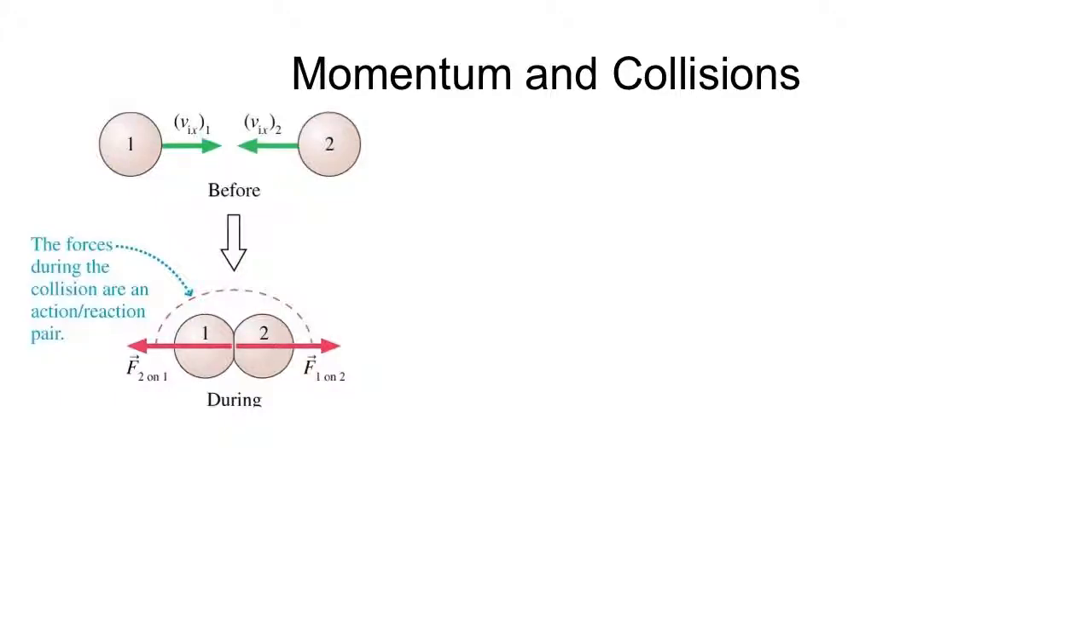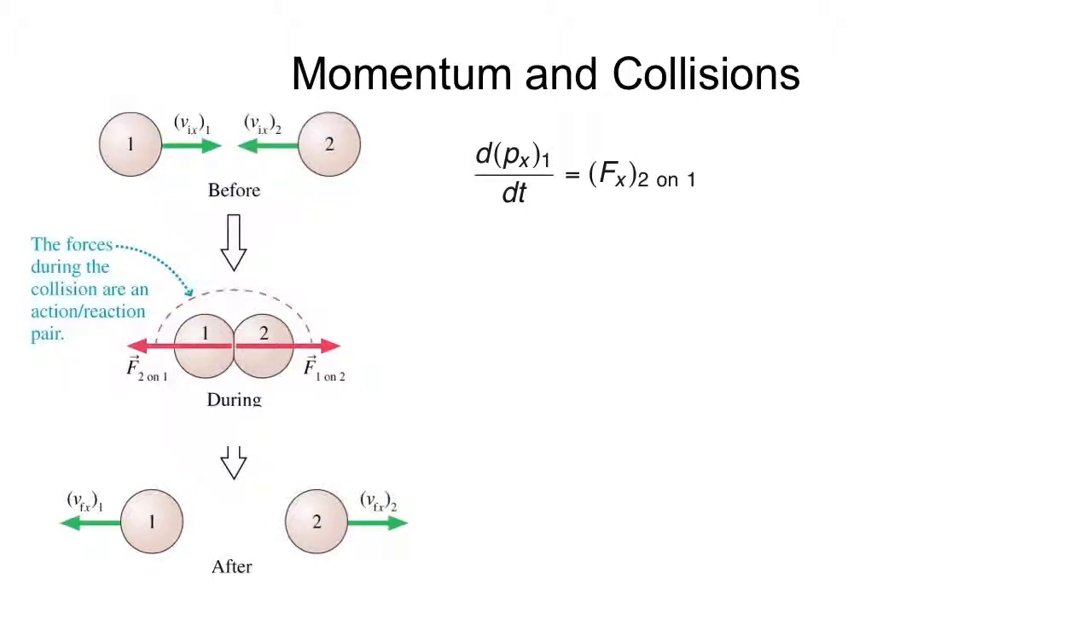But in any case, there's a third law pair. The forces during a collision are an action-reaction pair. So in that instant when they interact, it's a pair, and then we know that they move out with the opposite velocity. Okay? So now with our understanding of momentum, we can see something really important about this, and we'll see it in a lot of demonstrations today.